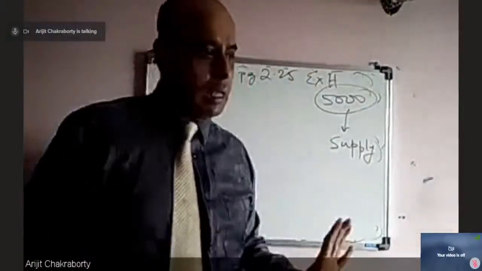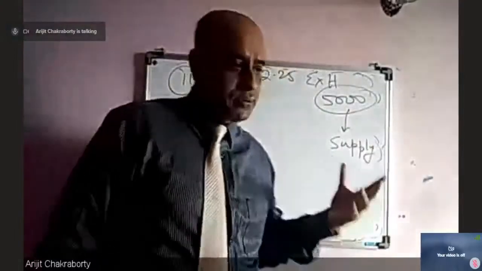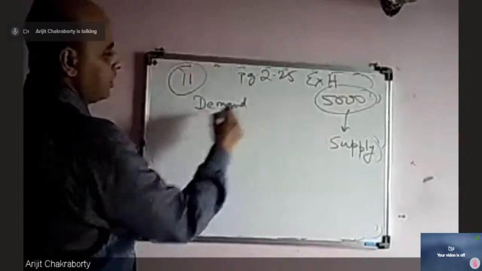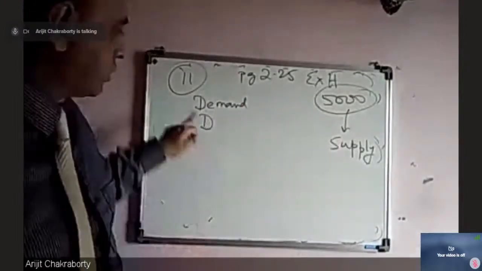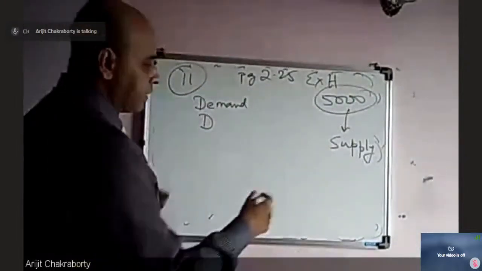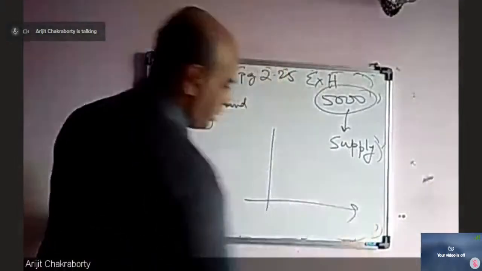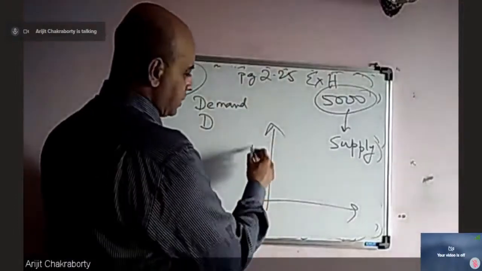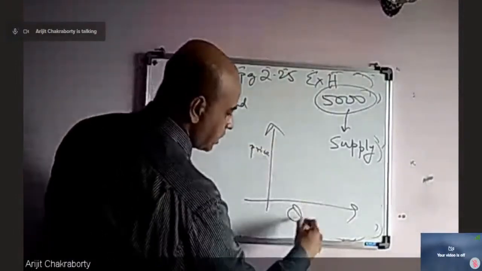Fine. He knows that the demand equation is P. Demand has an equation. You know that if you see the curve, say this is the price and this is the quantity.